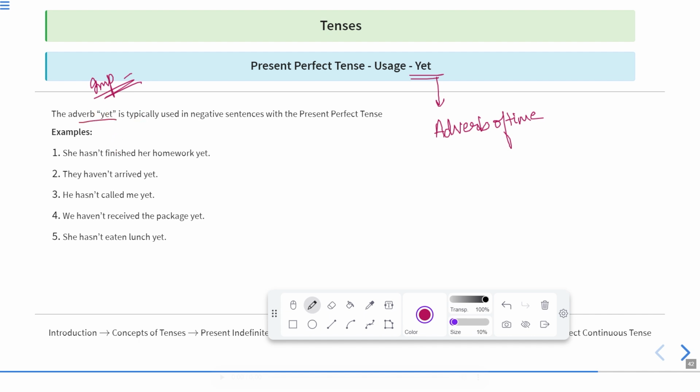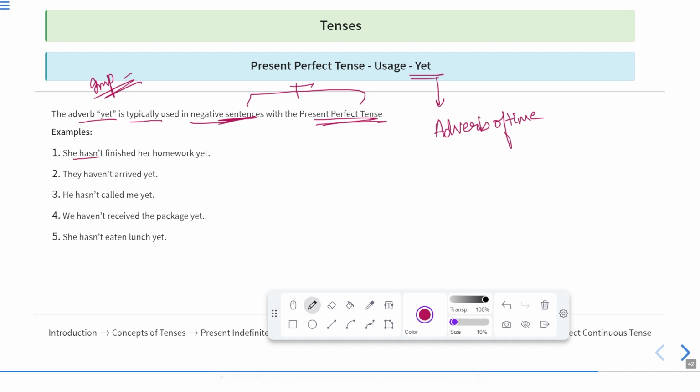Okay, the adverb yet is typically used in negative sentences. And one more thing very special about yet: it is always used in negative sentences, always, and with the present perfect tense. So these two things are the most important factors of using yet. If a sentence contains the adverb of time yet, the sentence should be negative. Also, it should be written in present perfect tense only.